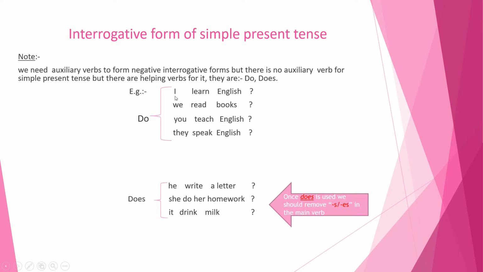So we use do for I, we, you, they, for all plurals including first person singular. And we use does for all third person singulars, that is he, she, it. To form an interrogative sentence in simple present tense, we have to add do in front of the subject, and write the sentence as it is and add a question mark. So it will become an interrogative sentence.